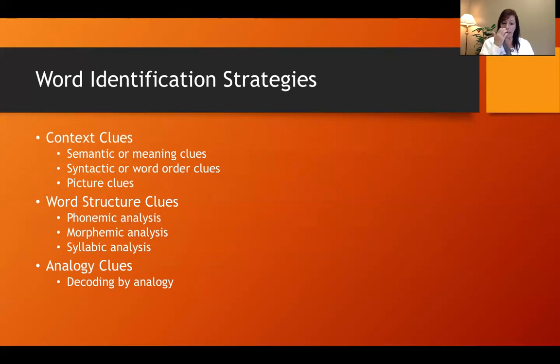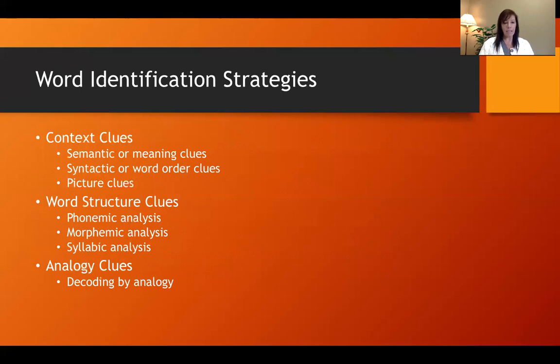The next category we get into is word structure clues, and this is really where phonics plays a big part in word identification. The first one we have is phonemic analysis. That's using the phonemes, and as we learned before, phonemes are the sounds of letters or letter combinations, and then also different rules of phonics to be able to analyze an unfamiliar word and then be able to identify it. So students apply their knowledge of phonics, rules, and spelling patterns to help identify words.